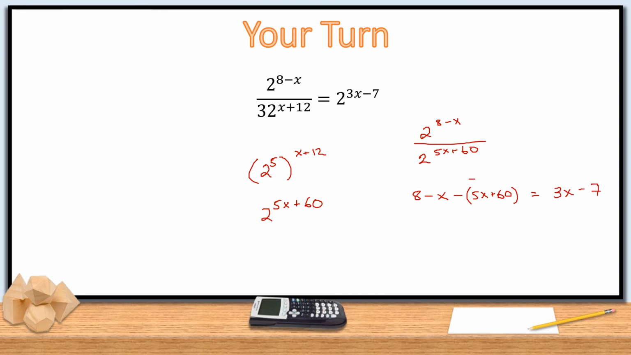So there's going to be a minus 5x and a minus 60. So 8 minus 60 is minus 52. And minus x minus 5x is minus 6x is equal to 3x minus 7. So add 6x to both sides, I get 9x. Add 7 to both sides, I get minus 45. Divide by 9, which means minus 5 is equal to x.